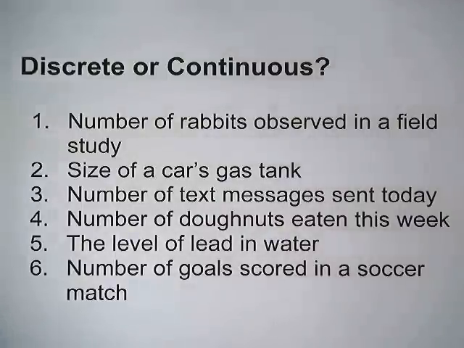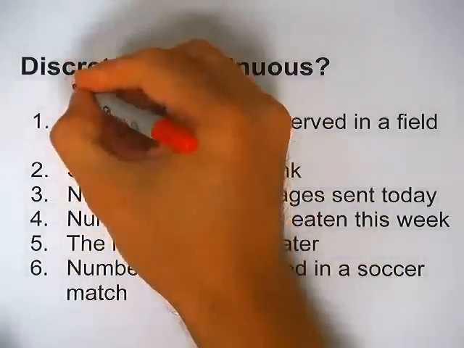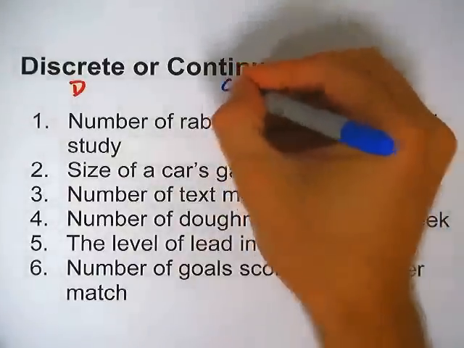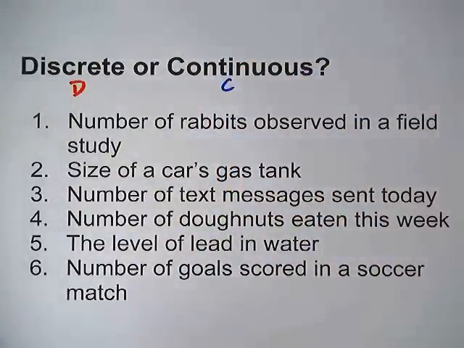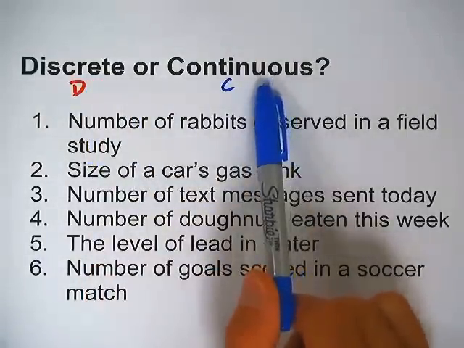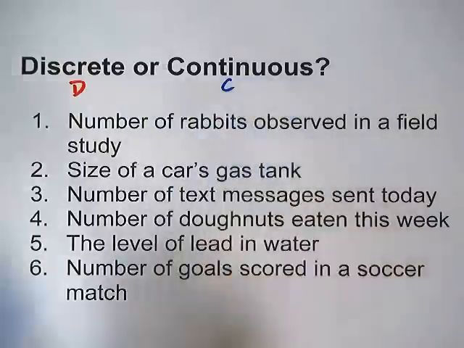Okay, let's take a look at a couple different variables here and decide if they would be considered discrete variables or continuous variables. I have 6 of them laid out here. I'm going to use D for discrete and C for continuous as we label each of these. Let's start with number 1, number of rabbits observed in a field study. Is it discrete? Are there gaps between possible data values, or is it continuous? Can we measure it as finely as possible so that there aren't any gaps between possible data values?